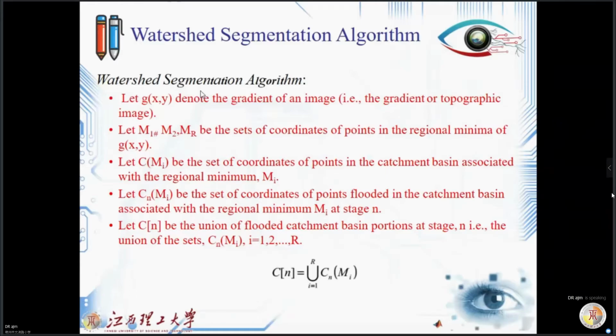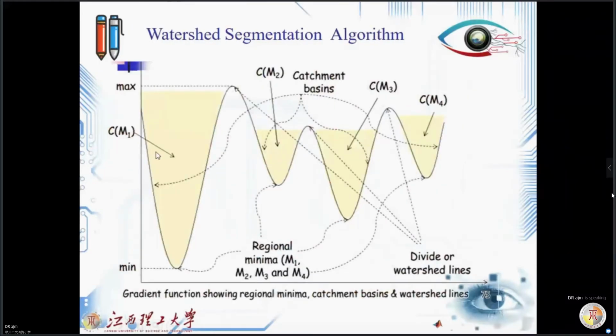This means that our algorithm can work based on the formula below, the union of I equal to 1 to R of CNMI. If we continue and once again look at this parameter, we have CM1 with the regional minimum M1, then CM2, then the catchment basins specified between them, CM3 and CM4. At each peak, as you see, divide or watershed lines can appear on your image and do the segmentation for you.